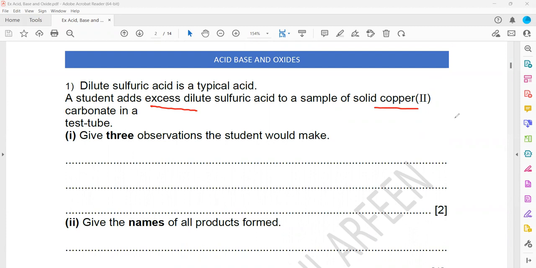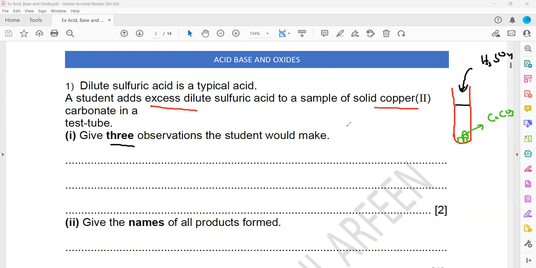So there is a test tube, and in this test tube there was copper(II) carbonate. Copper(II) carbonate is a green solid. And what the student did, the student added more than enough sulfuric acid, like an excess of sulfuric acid or too much sulfuric acid. You have to give three observations.